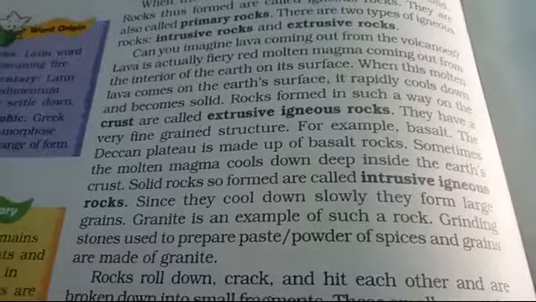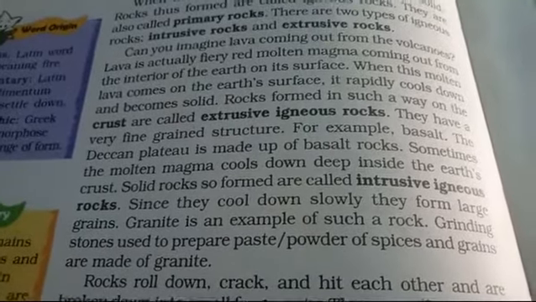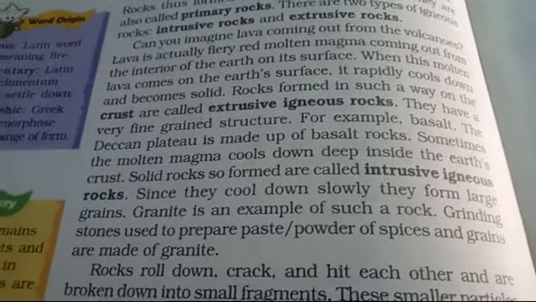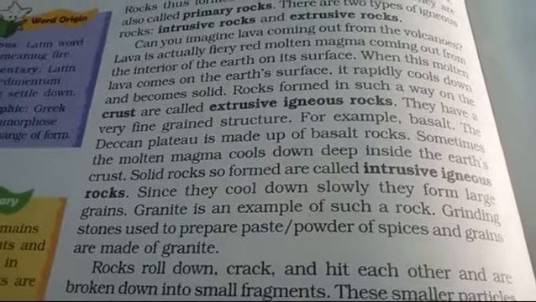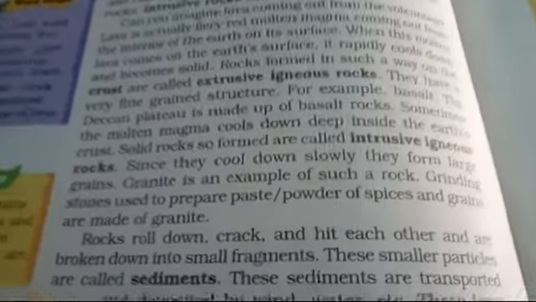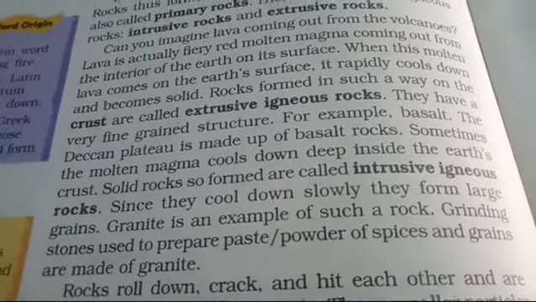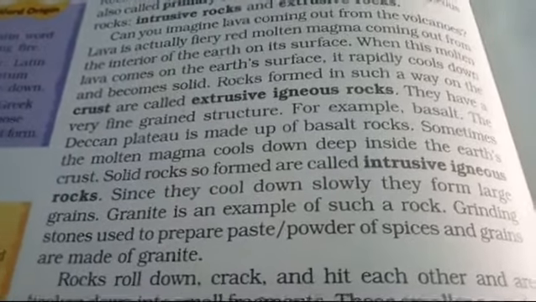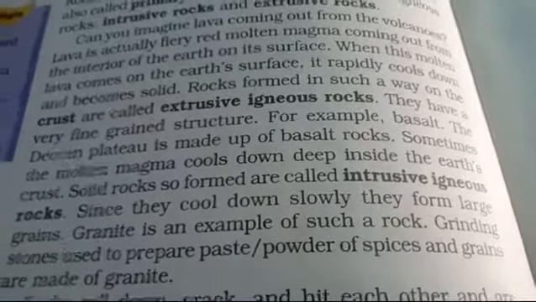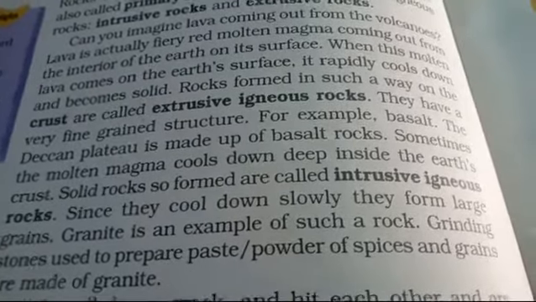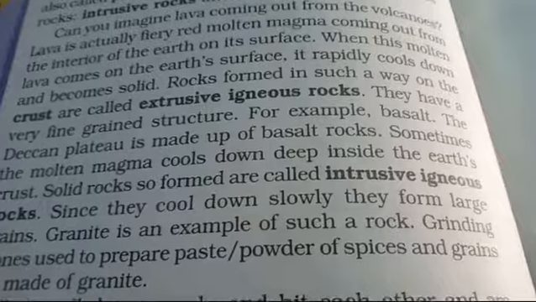grains, and granite is an example of such rocks. So examples of intrusive rocks are granite, and beta, basalt is an example of extrusive igneous rocks. Grinding stones used to prepare paste and powder of spices and grains are made up of granite. Now let me tell you a fact about igneous rocks. Beta, igneous rocks are those kinds of rocks which carry the properties of fire and heat in them.